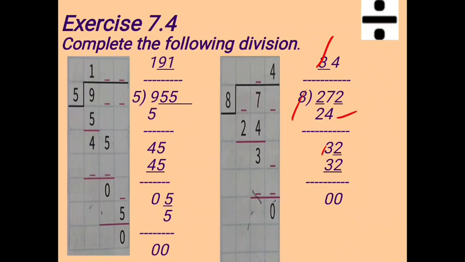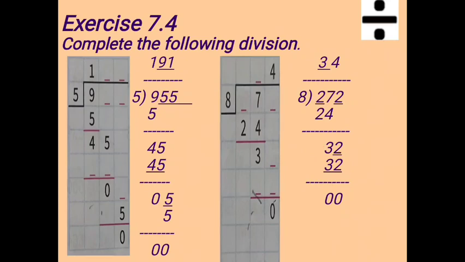So your first number will be 2, that is 27. You have to think like that. The first number will be 2, that is 27. So if you subtract 27 by 24, then you will get the remainder as 3. So the first number will be 2.